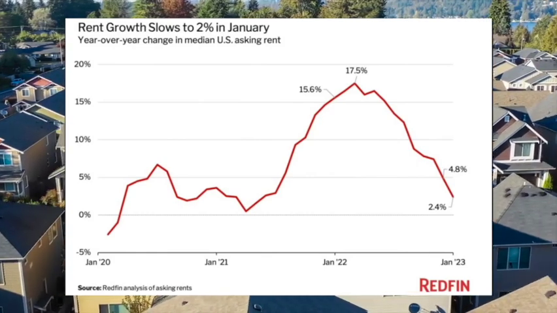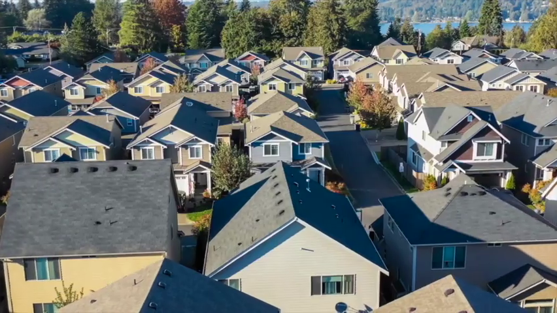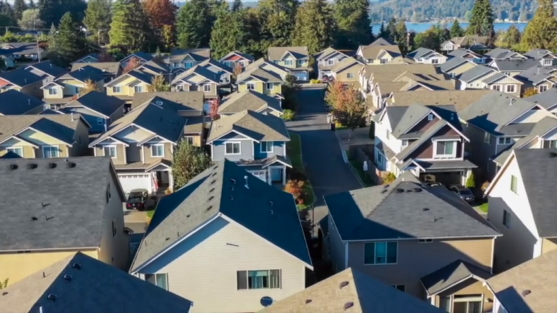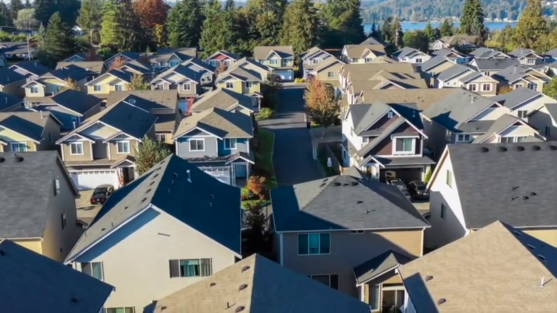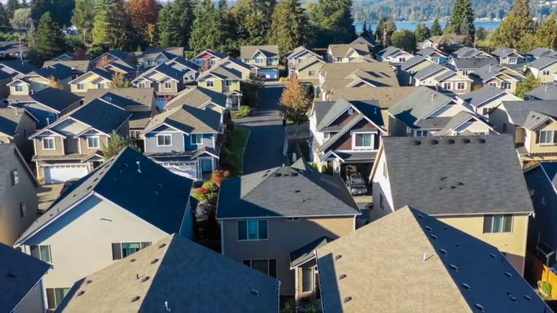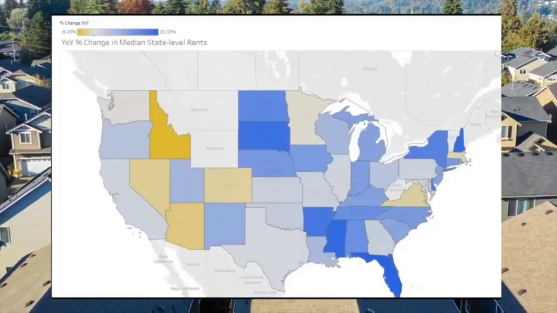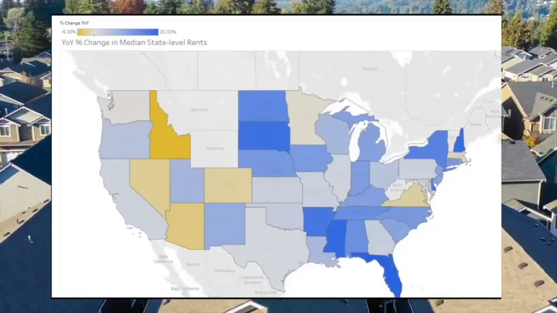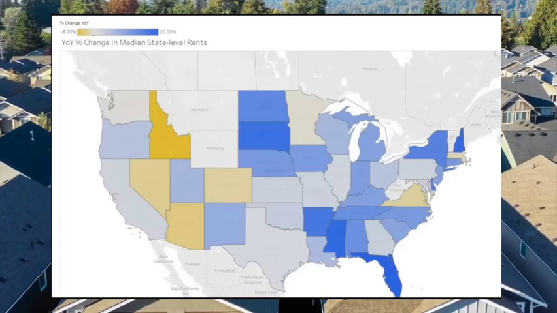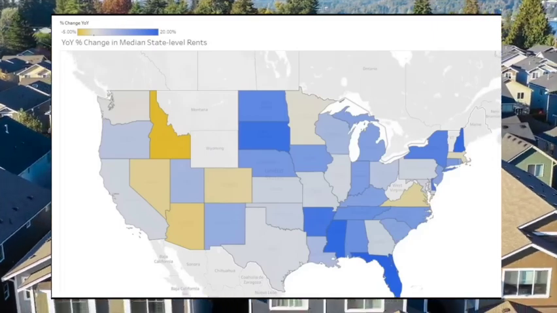However, the situation varies depending on your location. So your state, region, or city could have different rental price trends. Rent.com has created a map that shows the change in rent prices year over year. Some states have experienced a decline in rent prices, while others have seen an increase of 20% or more.